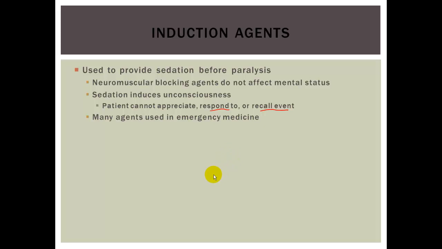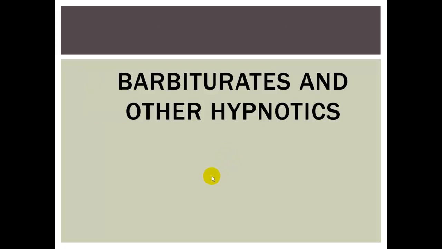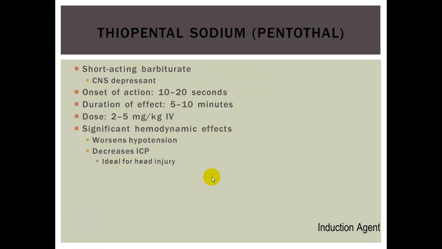Many agents are used in emergency medicine. Barbiturates and other hypnotics. Thiopental sodium, or pentothal, is a short-acting barbiturate and CNS depressant. The onset of action is about 10 to 20 seconds. Duration of the effects is about 5 to 10 minutes, and the dose is 2 to 5 milligrams per kilogram IV. Significant hemodynamic effects: this does have a nasty little habit of giving us some hypotension, or low blood pressure. However, it does decrease ICP, which makes it pretty much ideal for head injuries.